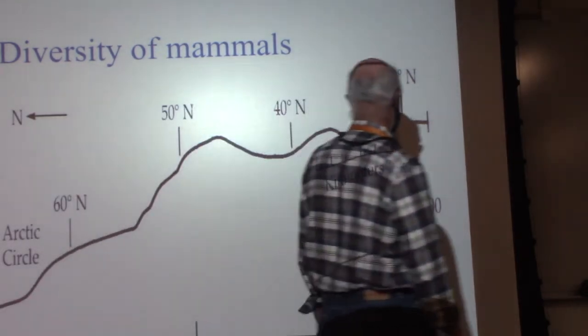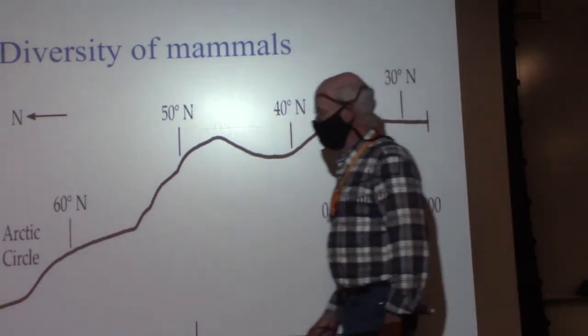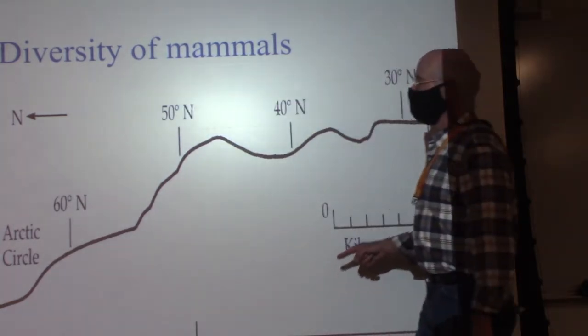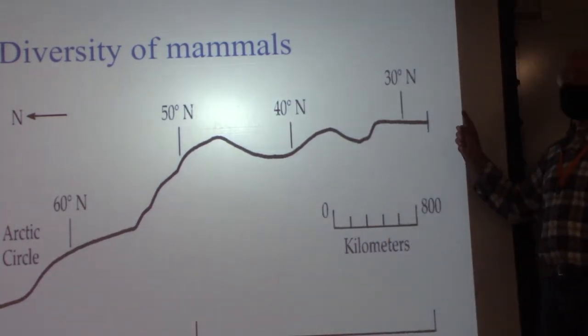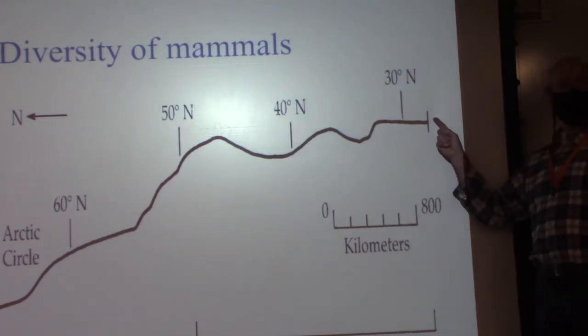So let's look at latitude, where this is closer to the equator and this is closer to the pole. And let's look at what happens to the number of mammal species. As you go towards the equator, the number of mammal species is pretty high.